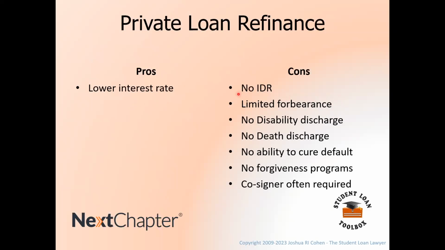Disadvantages, you lose income-driven repayment plans. Remember, private loans is pay or don't pay. Okay, there's limited forbearance. There's no disability discharge, no death discharge. Private loans are allowed to go after your estate. I don't know if they do, but they can. There's no ability to cure the default. There's no forgiveness programs. And a cosigner is often required.